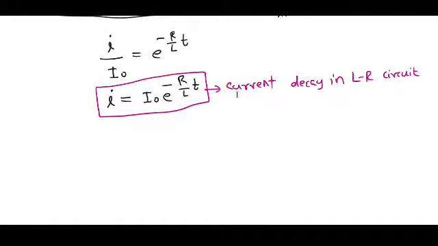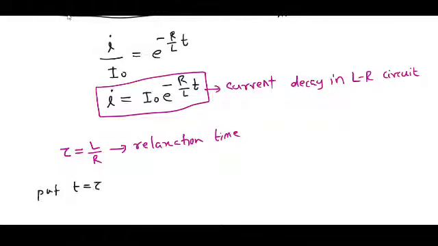Here we define the term tau is equal to L by R. This is nothing but the relaxation time. Then I am going to put t is equal to tau in this expression. Therefore, the equation will become I is equal to I0 e power minus 1.